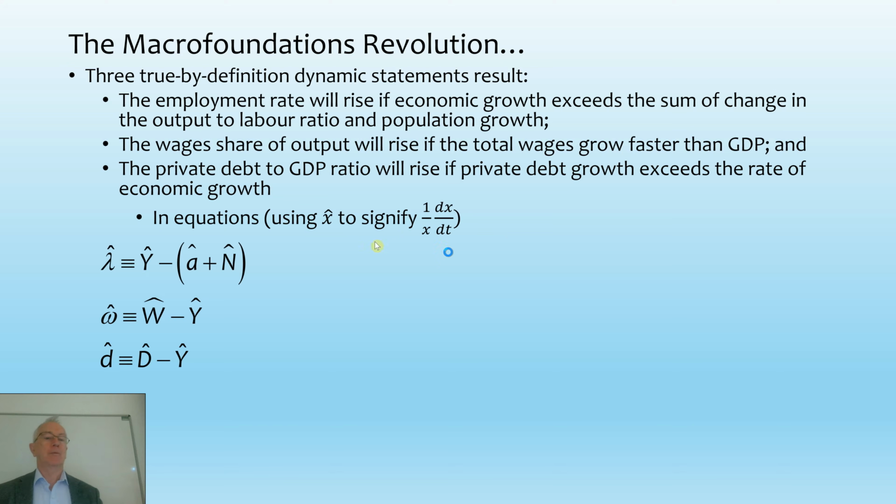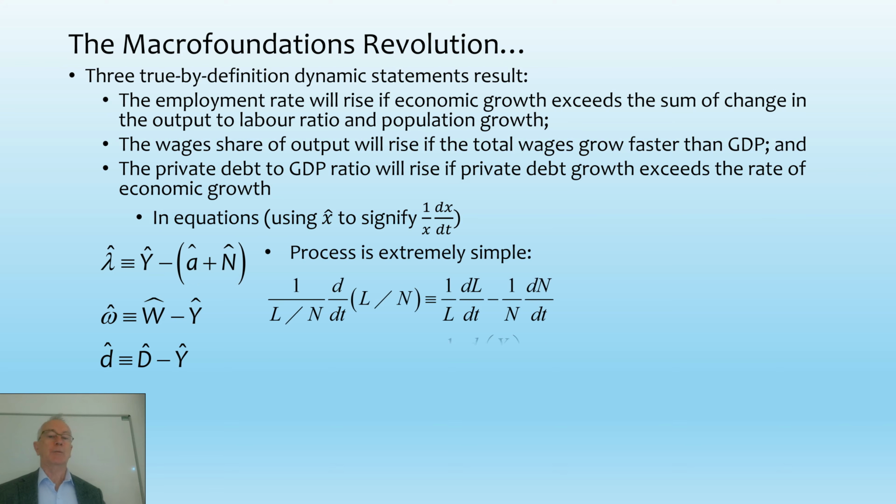So the hat symbol there means 1 over x, dx/dt. So the percentage rate of growth of the employment rate is the percentage growth of GDP minus the sum of the percentage rates of growth of the output to labour ratio and population. And ditto for the other two. It's an incredibly simple process. To get the first equation, it's just 3 lines of working.